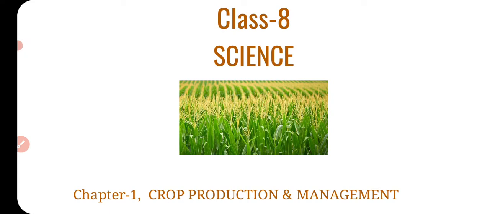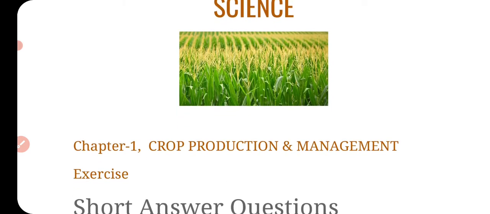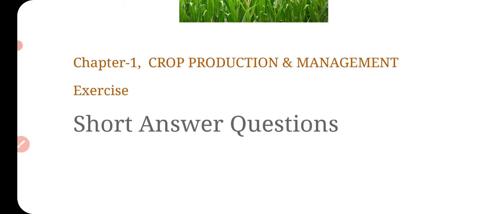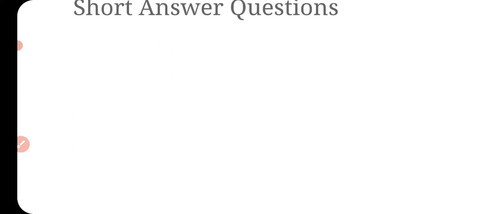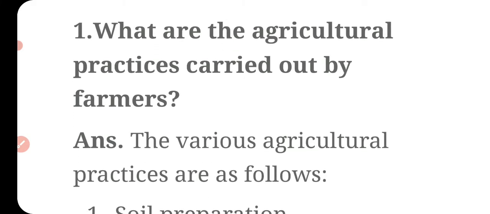This is the class 8 science video and as you know we are doing the exercise of chapter 1, that is crop production and management. In this video we will find out the answers of short answer type questions. Let's see what the first question is. The first question is, what are the agricultural practices carried out by the farmers?